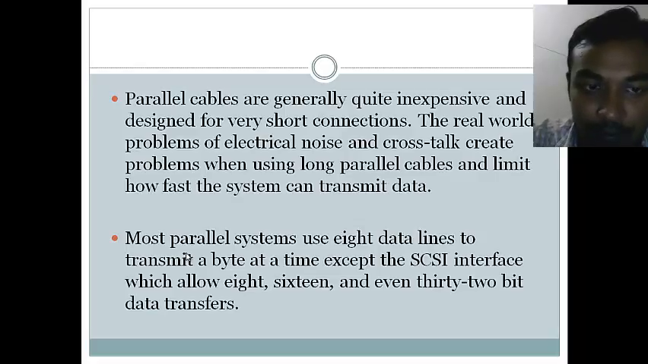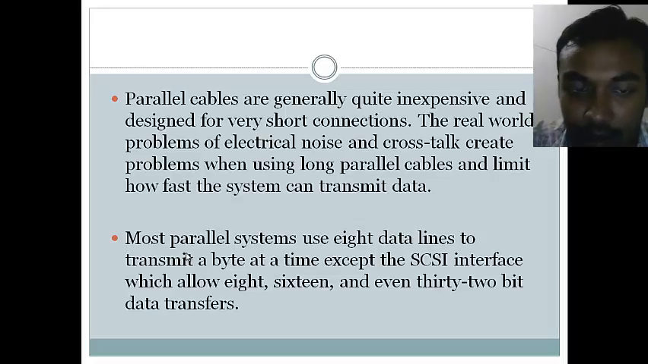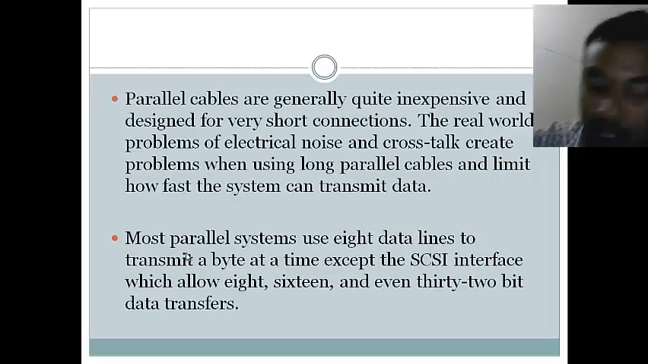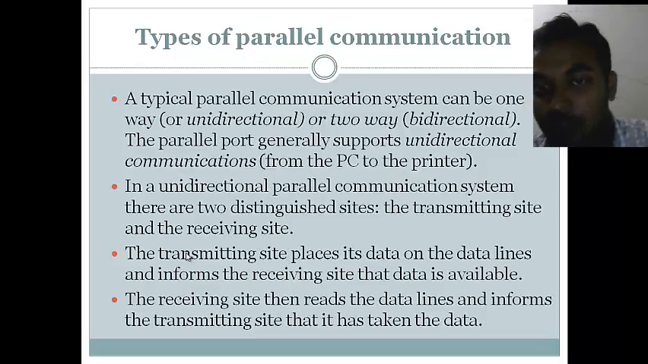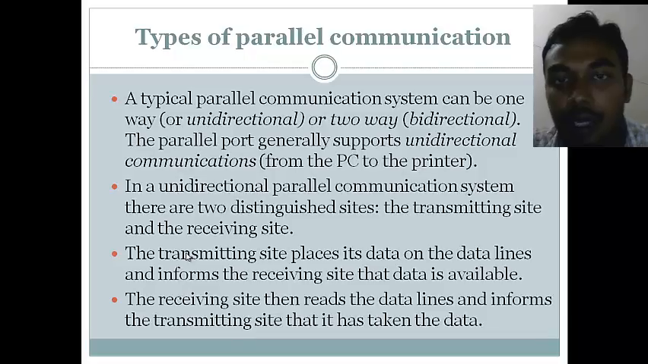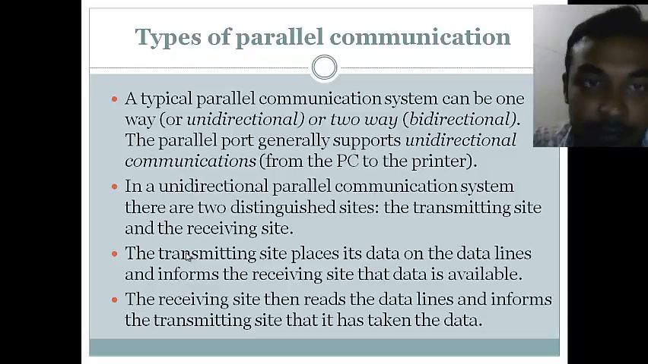Now the parallel data port normally has 8 lines, 8 data lines. But in some cases, like the SCSI interface, it has 16 or 32 bit data transfer also. Now in parallel data communication, we are going to talk about its method of data transfer.